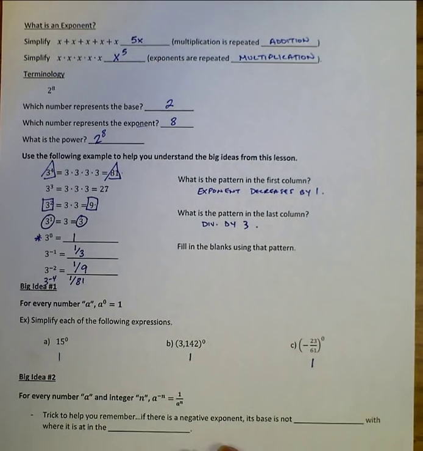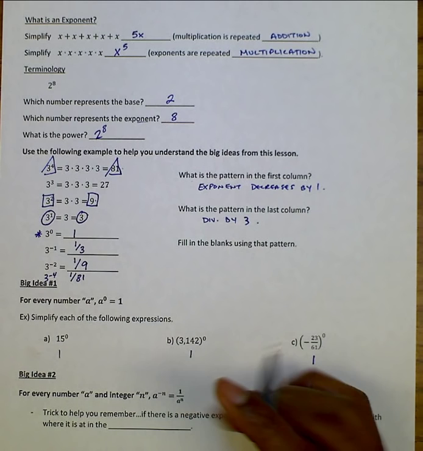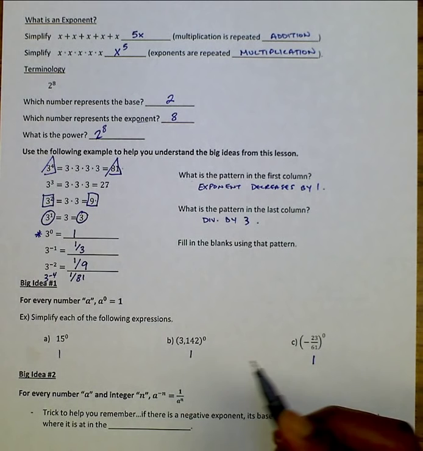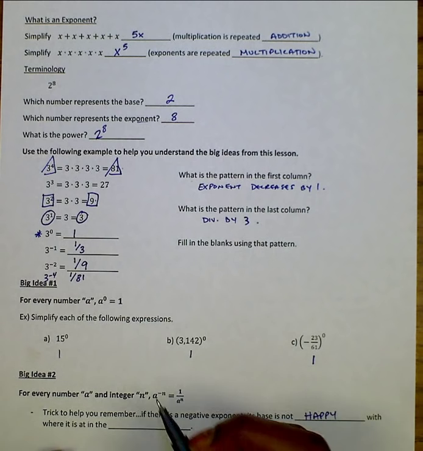As I already talked about a little bit here, for every number a and integer n, a to the negative n is 1 over a to the n. Okay, so a trick to help you here: if there's a negative exponent, its base is not negative. Its base is not happy with where it's at in the fraction.